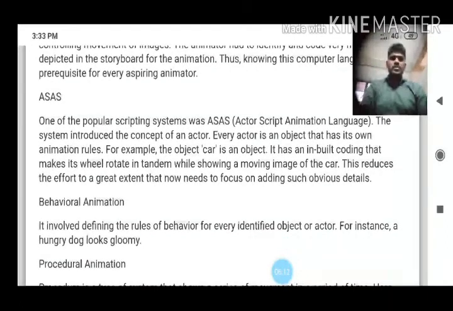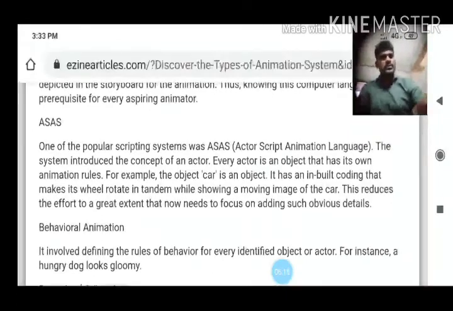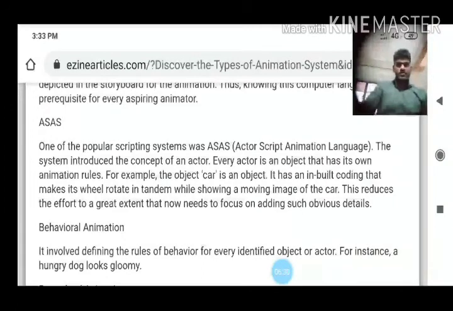Now look at here. The system introduced the concept of an actor. I want to tell you a real example. The director is the heart and soul of the movie. The director will explain everything to a particular character: what to do, how to do, when to do. But in a 2.5 hour movie with many characters, how can you tell all dialogues, all actions, all the things to each and every character?